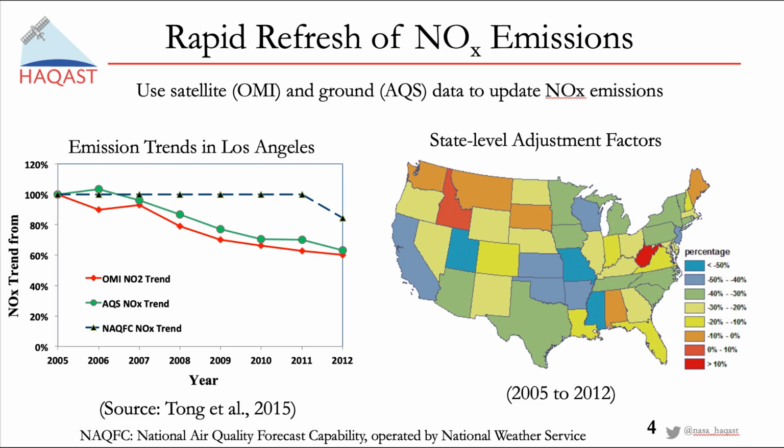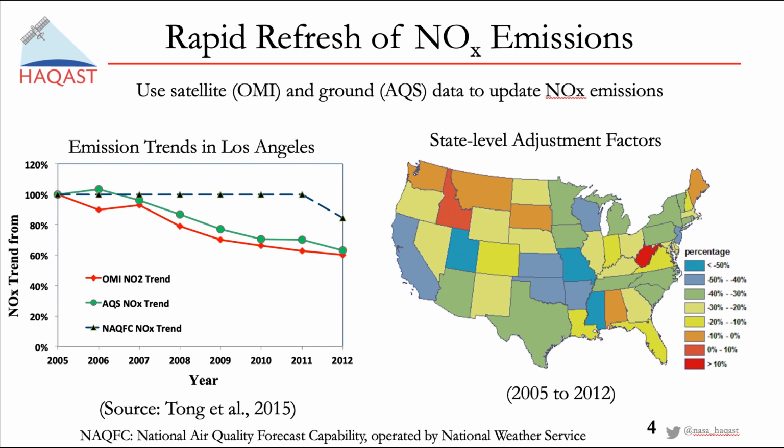Even the latest NEI, however, are several years old, making it impossible to represent the current emission levels for the forecast year. Here we compared the emission trend of nitrogen oxides in the National Forecast Model to that observed by the OMI satellite sensor and AQS ground monitors. Both OMI and AQS showed a consistent decreasing trend that was not reflected in the model emissions. This clearly demonstrates the importance of using observation to rapidly refresh emissions for better forecasting.